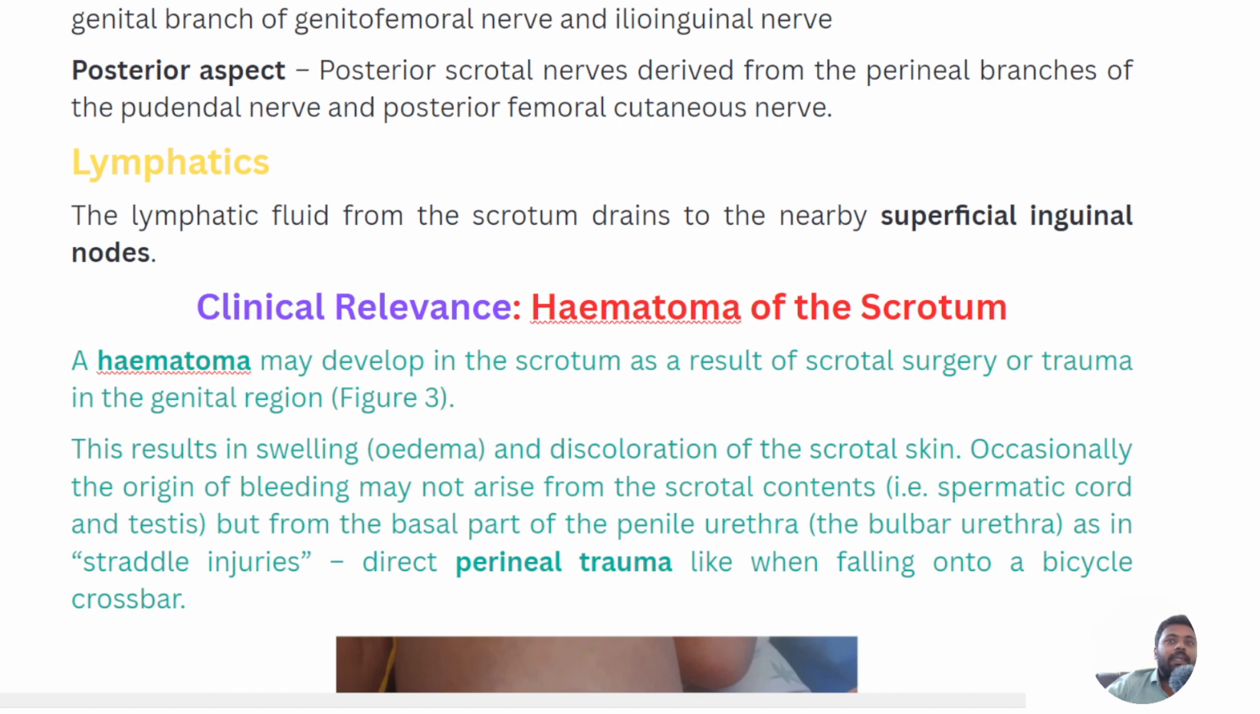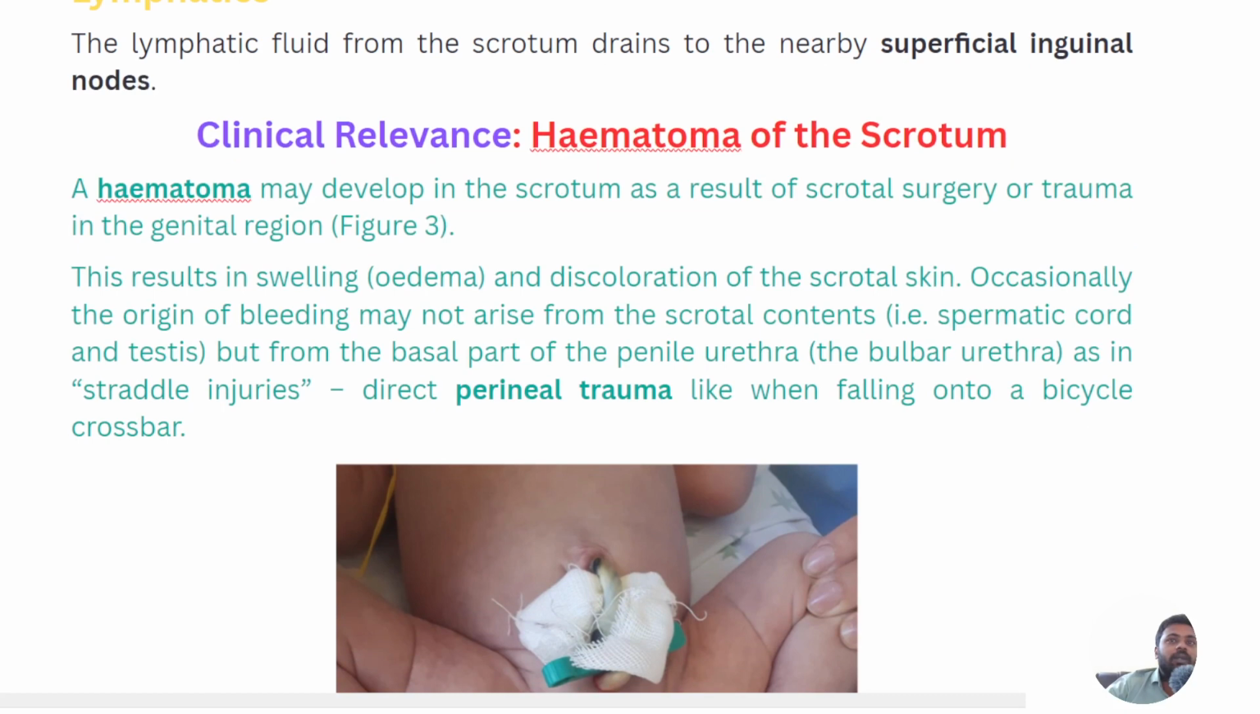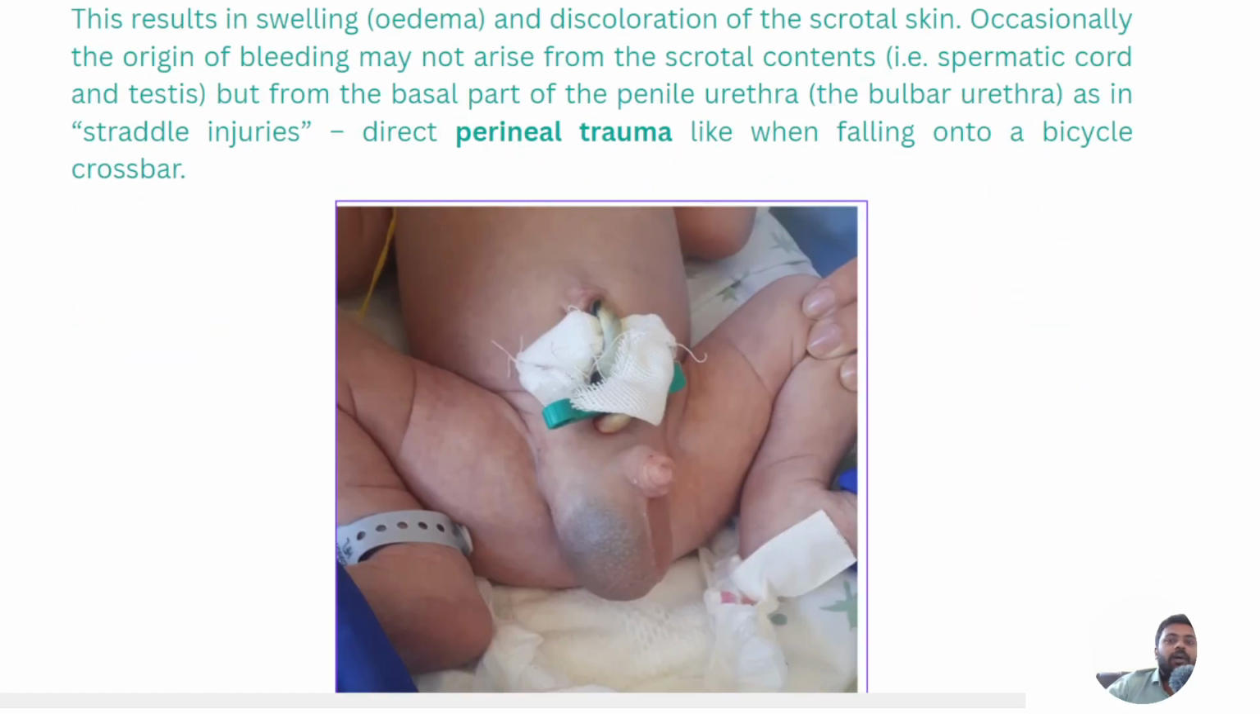Direct perineal trauma, like when falling onto a bicycle crossbar. This is the hematoma of the scrotum.